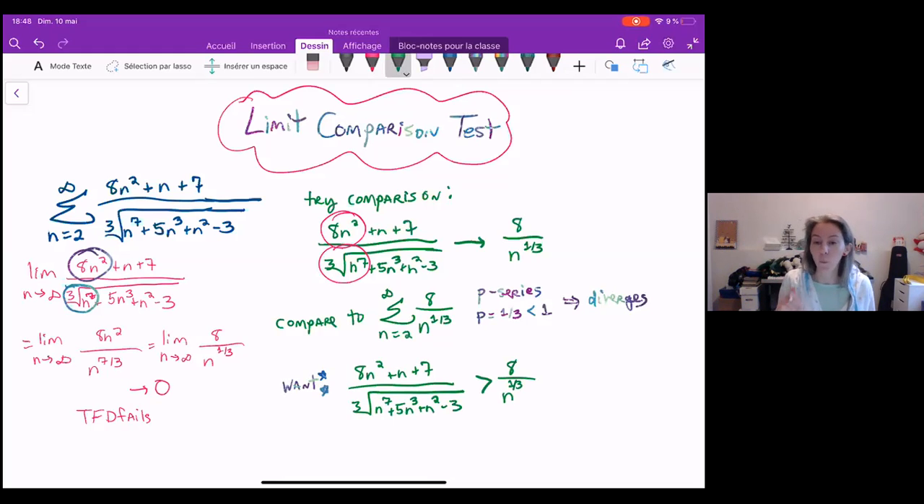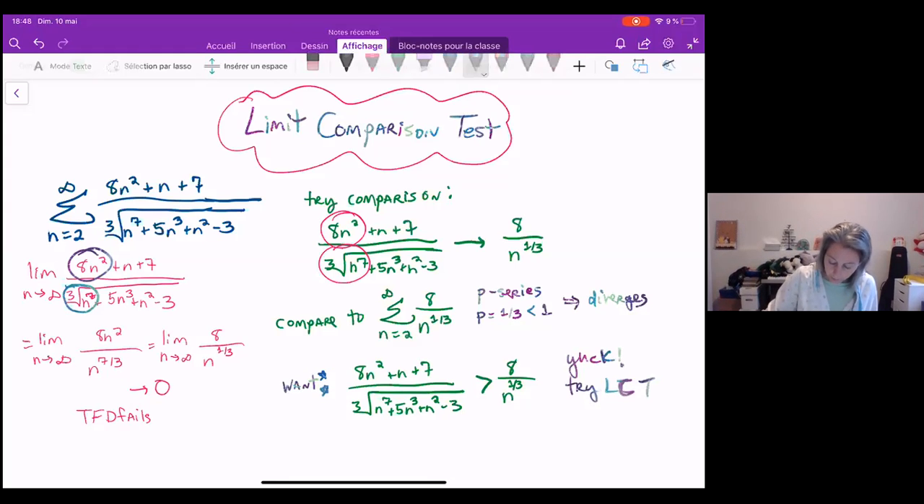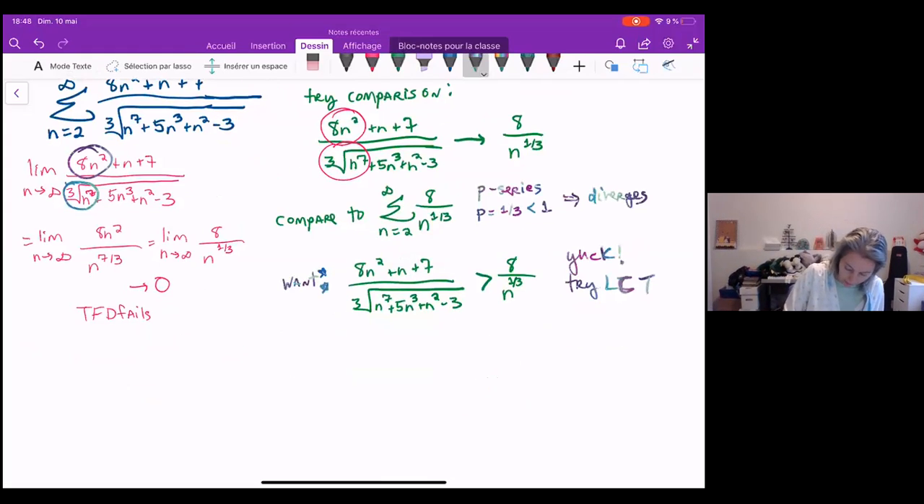So remember we said when the inequality is not true, we can just immediately move on to limit comparison, or when the inequality is gross and we're all like, I don't want to do it, we can also move on to limit comparison. So we're actually going to write, yuck, try limit comparison test.